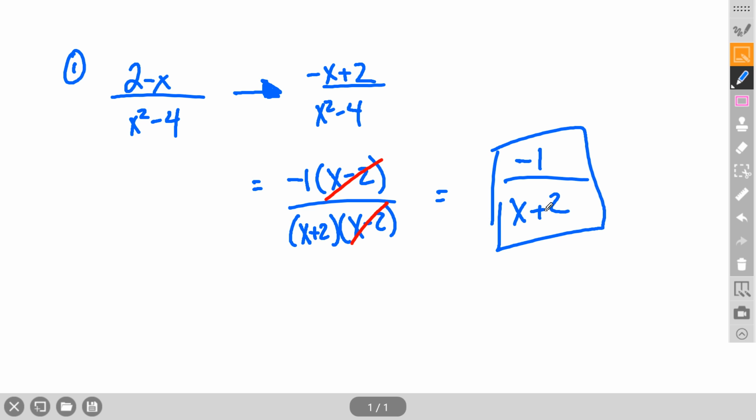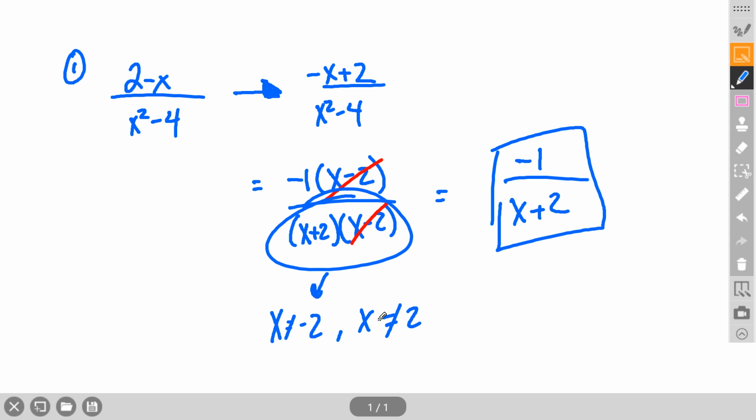Now, when it says restrictions, it's referring to values that would make the denominator equal to 0. So those would be negative 2 and positive 2. So x cannot be equal to either of these because it would cause the denominator to be 0.